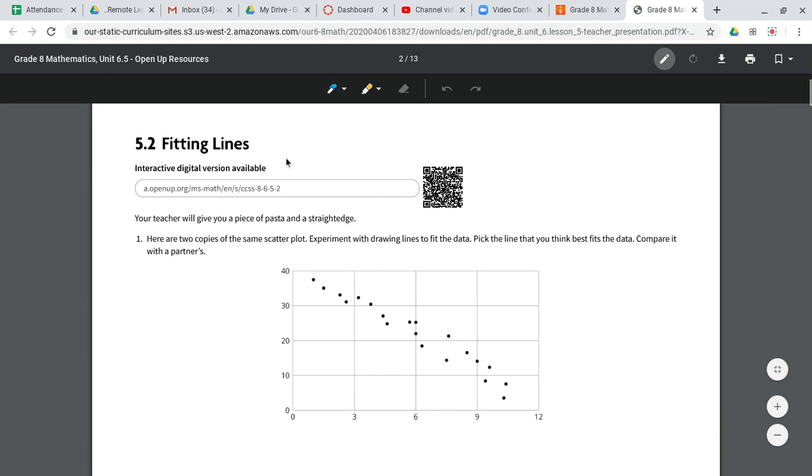So we're looking at fitting lines. Now, obviously, I'm not going to be giving you a piece of pasta and a straight edge. That'd be a little difficult. But we are going to take a look at these to look at fitting lines to these scatter plots.